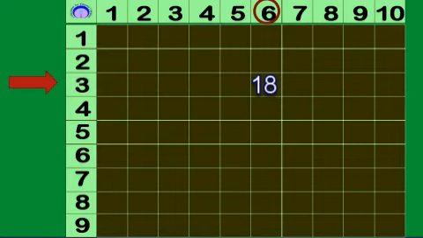What is 3 times 6? The answer is 18. What is 3 times 7? The answer is 21. What is 3 times 8? The answer is 24. What is 3 times 9? The answer is 27. What is 3 times 10? The answer is 30. Let us go to the fourth line.